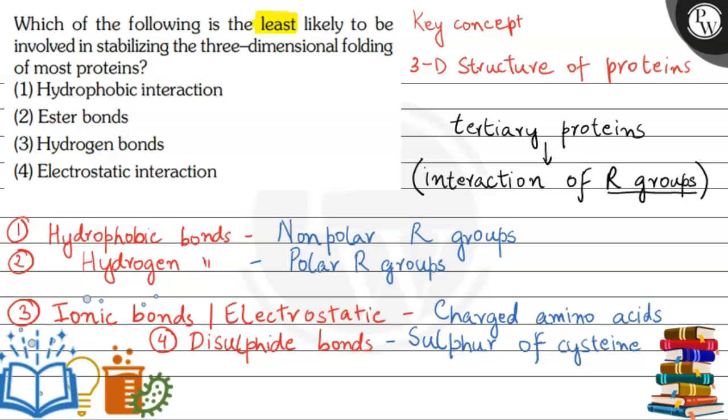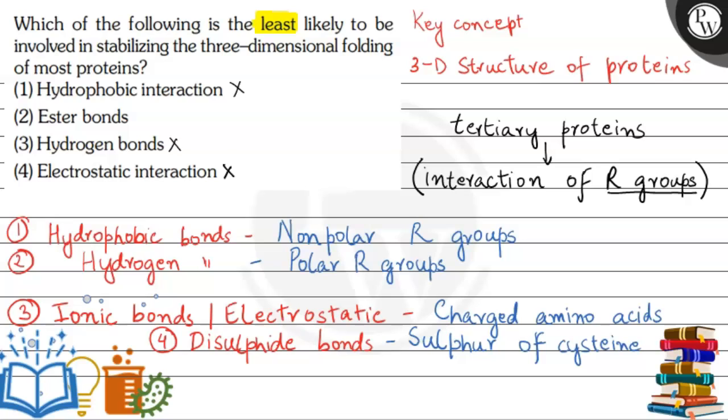So we can see that hydrophobic interaction, hydrogen bonds, and electrostatic interaction are all present in the 3D structure of the protein. Therefore, they are most likely to be found in the tertiary proteins. So therefore, they will not be our answers.